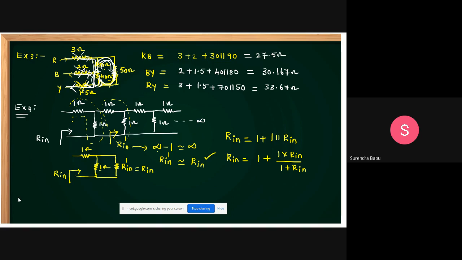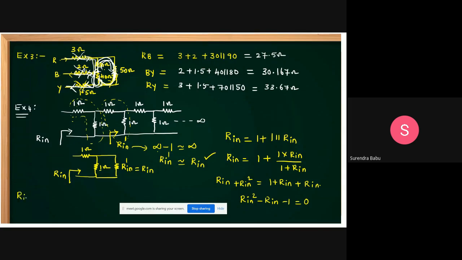Then you simplify this, students. Yes, friends, this is Rin plus Rin square over 1 plus Rin, plus Rin. Is it correct? Then what do you get? Rin square minus Rin minus 1 equals 0. Rin square minus Rin minus 1 equals 0. Then I want the Rin value.